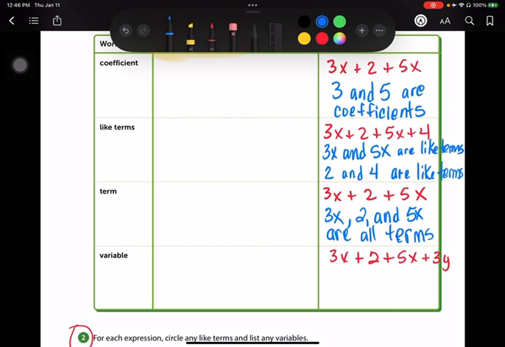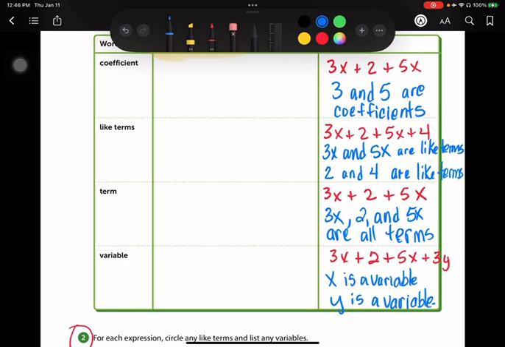Okay. And for a variable, you should have had a letter that stands in the place of an unknown number, or a letter is an unknown. So if you said anything like that, then you are correct. In this case, x is a variable and also y is a variable. Both x and y are variables in this situation.